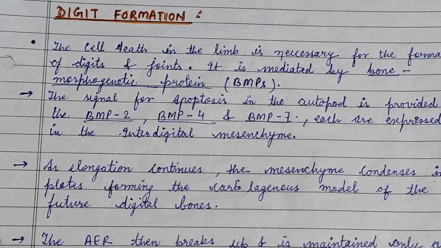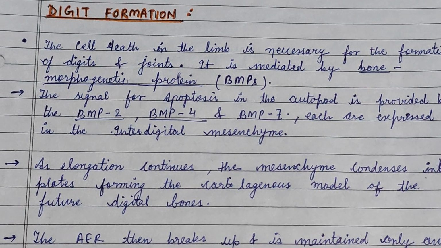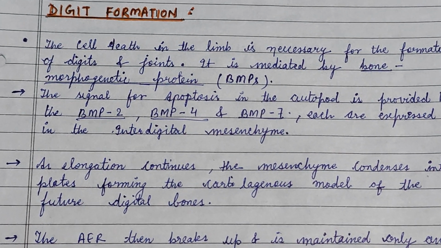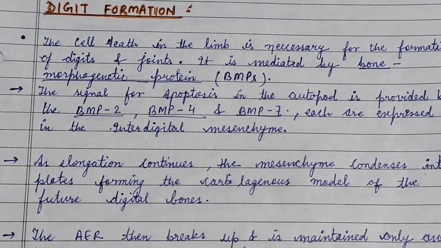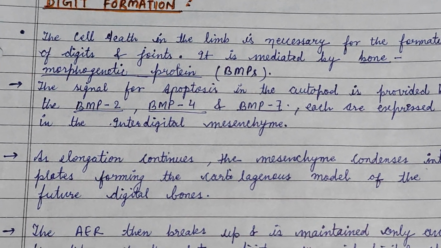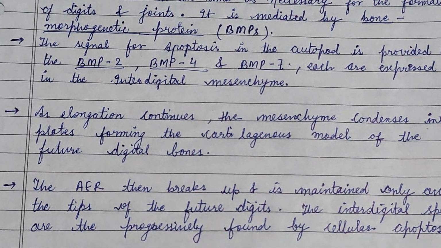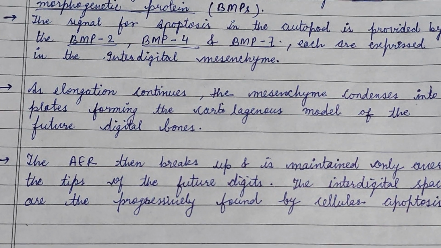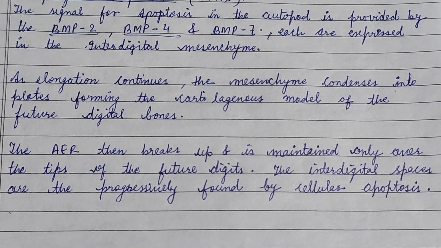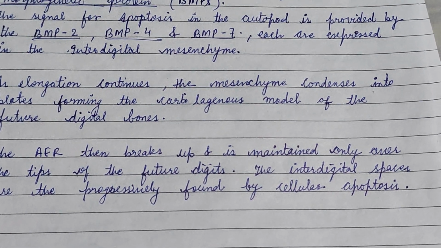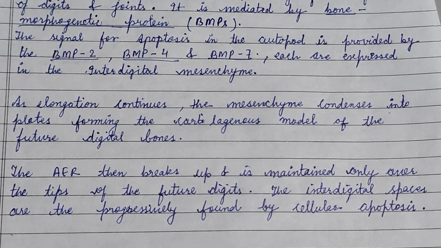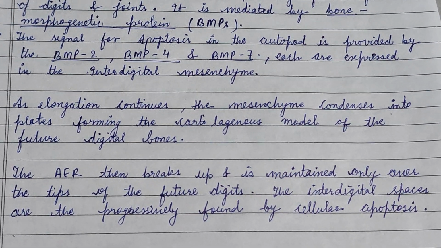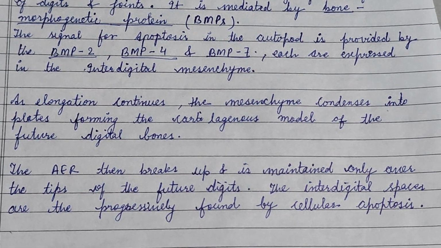Digit formation. Digit formation is guided by bone morphogenetic proteins, which may be BMP2, BMP4, and BMP7. As elongation continues, the mesenchyme condenses into plates, forming a cartilaginous model of the future digital bones. The AER then breaks up and remains only over the tips of the future digits. The interdigital spaces are progressively formed by cellular apoptosis.